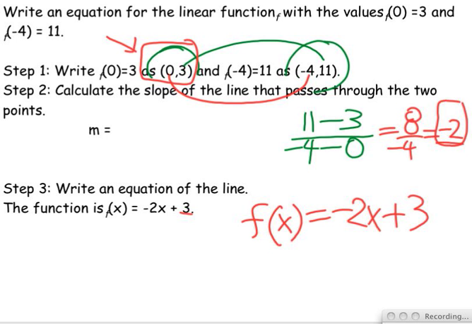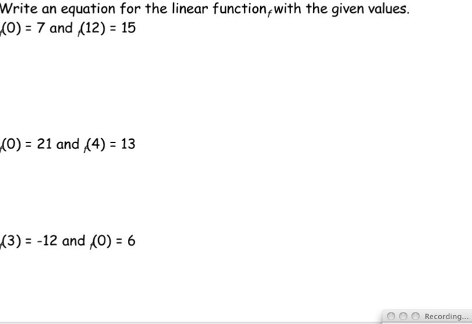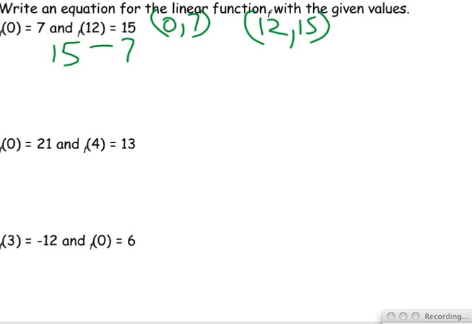Okay, again, rewrite these. (0, 7) is going to be one point. And then (12, 15) is going to be another point. Slope is going to be 15 minus 7 over 12 minus 0. So that's going to be 8 over 12. So if we were to simplify that, as we should, it's going to be 2 over 3. That's going to be equal to m, the slope.